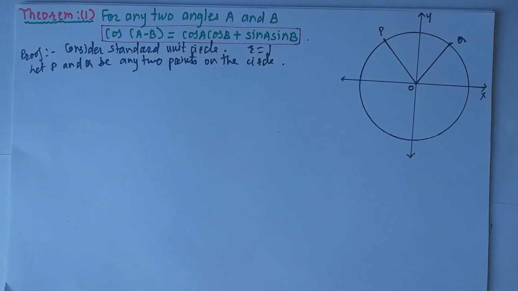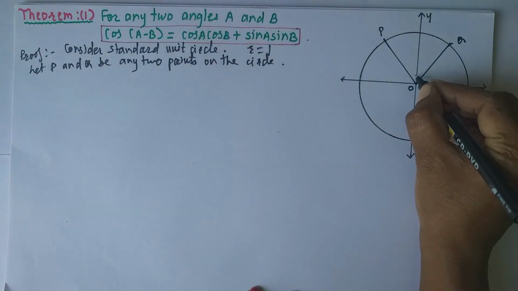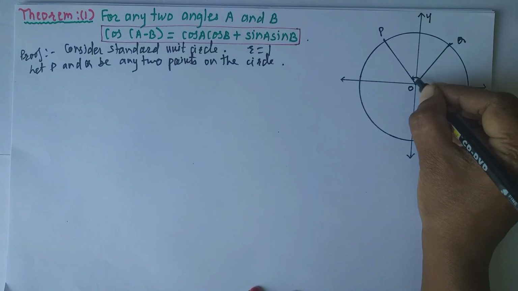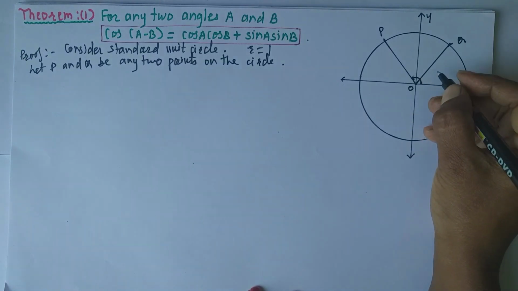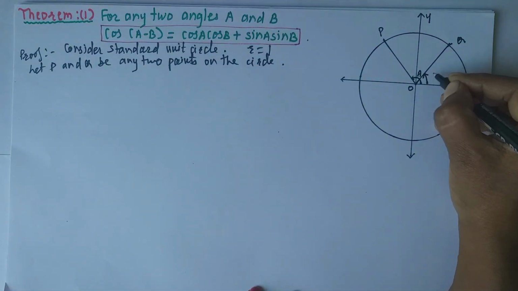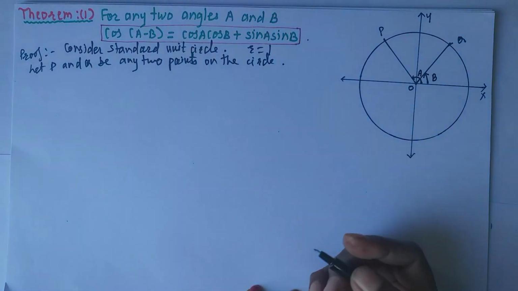We will join OP and OQ, and suppose this OP makes angle A with positive direction of x-axis, and this OQ makes angle B with positive direction of x-axis.